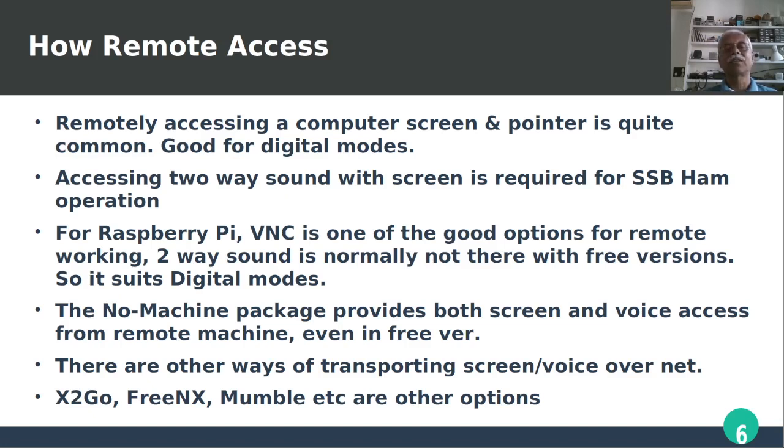Accessing the two-way sound with screen is required for SSB operations. So if you have got access with sound using some of the packages, you can do it. For Raspberry Pi, VNC is the ready-made thing. It comes along with the Raspberry Pi OS. But in the free version of VNC, RealVNC rather, which was part of the Raspberry Pi, the two-way sound is normally not available. You have to pay for it, so it's quite suitable for digital mode.